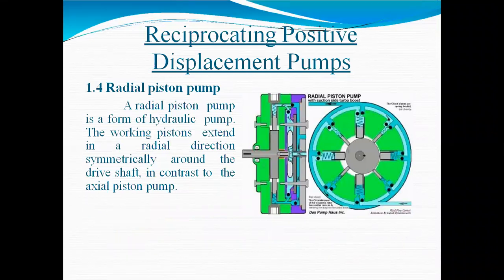Then radial type of piston pump. This is similar to your vane pump. But the only difference is that instead of vanes, pistons are mounted. So again this is your rotor, this is your stator, then it is mounted with some eccentricity. Here are the pistons, they are making continuous contact with the periphery by using this spring.